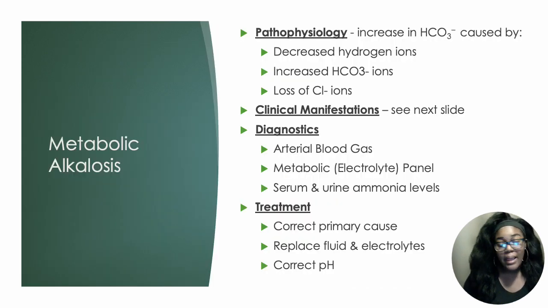Next, we'll move into metabolic alkalosis, and this is an increase in your bicarbonate ions. And again, this can be caused by an overall decrease in hydrogen ions. It could be caused by an increase in the bicarbonate ions themselves, or it could be caused by a loss of chloride ions. As far as your diagnostics, it would be the same as metabolic acidosis. You'll look at arterial blood gases. You'll look at the electrolyte panel, your metabolic panels, and you'll look at your serum ammonia and urine ammonia levels. As far as treatment, again, you want to correct the primary cause. You want to replace your fluid and electrolytes and also help to correct that pH.